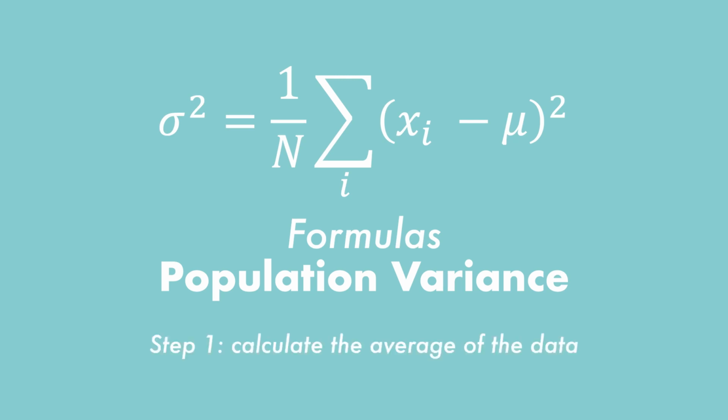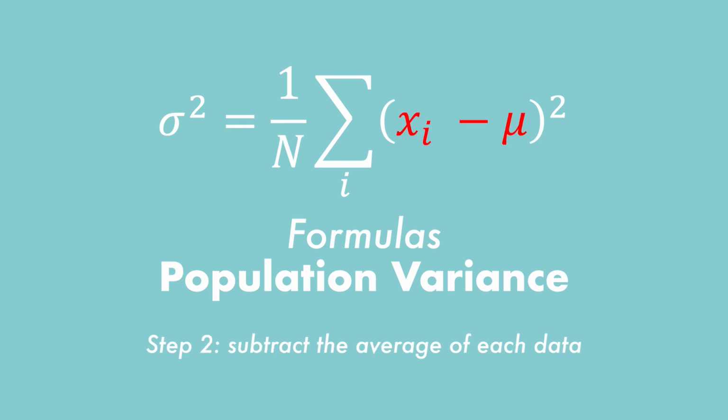Step 1. Calculate the average of the data. Step 2. Subtract the average from each data point. These differences are called deviations. Data below the mean will have negative deviations, and data above the mean will have positive deviations.